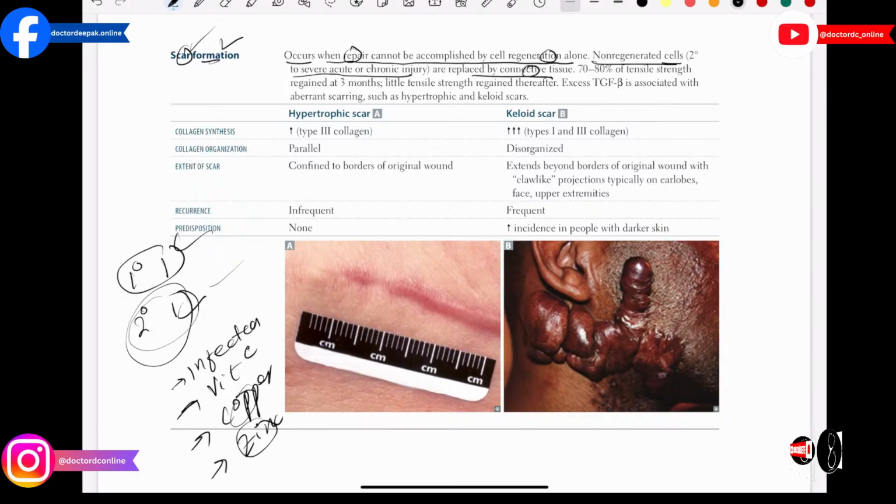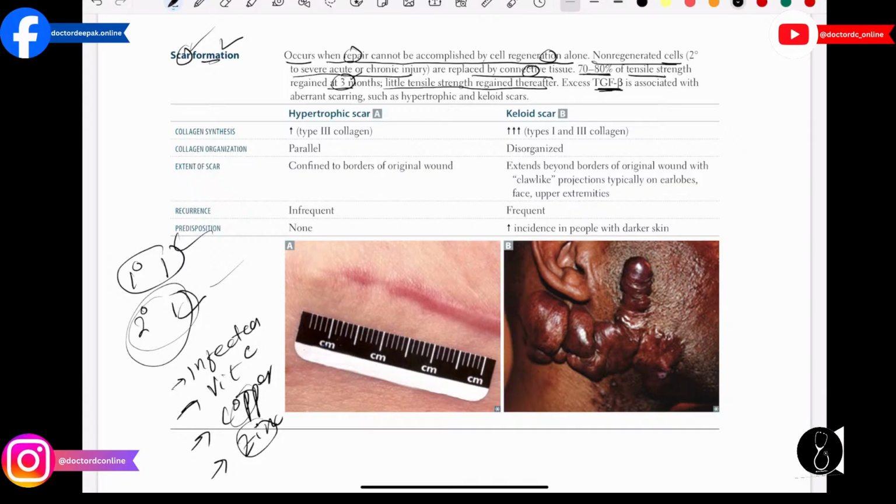Then after that, 70 to 80% of the tensile strength is regained at 3 months. This is a very important MCQ. Approximately how many months until you get the tensile strength? Approximately 3 months. Little tissue strength is regained thereafter.